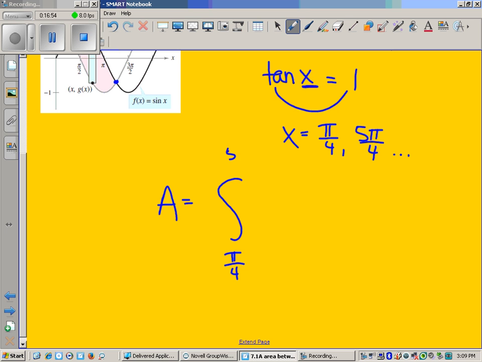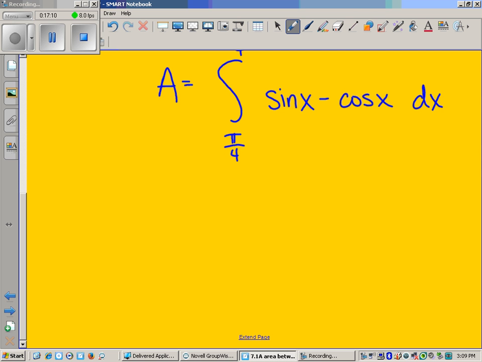Pi over 4 to 5 pi over 4. My top function, which we said was sine, minus my bottom function, which we said was cosine. There's my sine. Okay? So here we go. What's the integral of sine? Negative cosine, right? What is the integral of negative cosine? Negative sine, right? And we're integrating it from pi over 4 to 5 pi over 4.